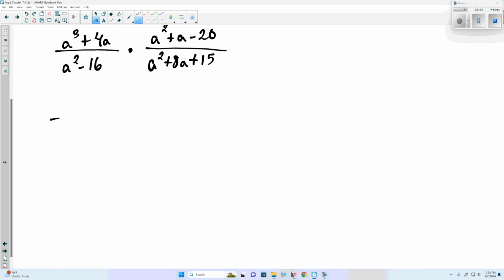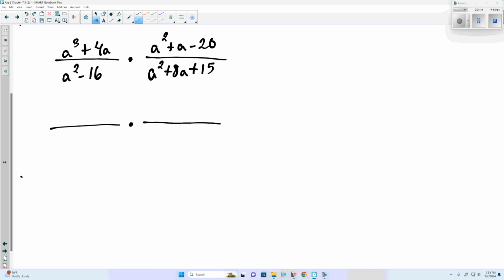Keep, change, flip. Out of these 4 here, which one do we want to factor first? A squared minus 16 is a difference of perfect squares and would factor to what? A plus 4 times A minus 4. Which one do we want to do next?